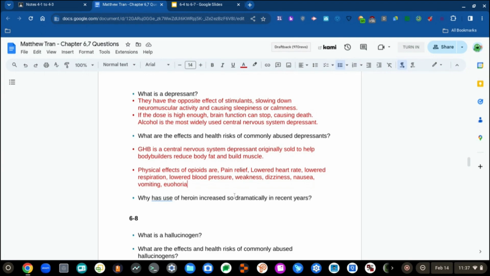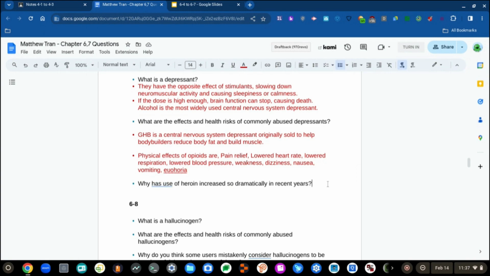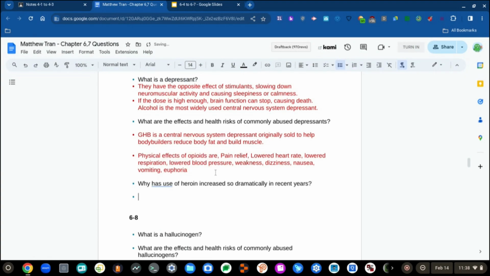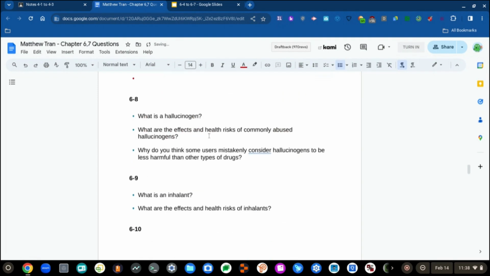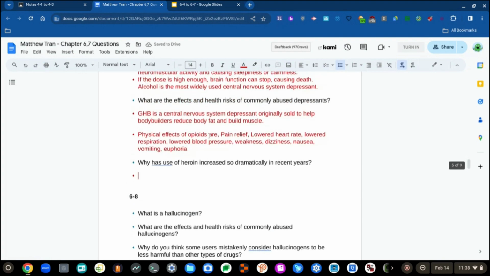So what does a depressant do, right? It slows you down. It slows down your breathing and heart rate, calms you down. So some of them are used for anxiety and things like that. Alcohol is a depressant. We're going to talk about that separately. What are some of the health effects, right? So the risks mostly are basically overdosing and dying. Your heart rate and breathing stop because it slows you down too much.